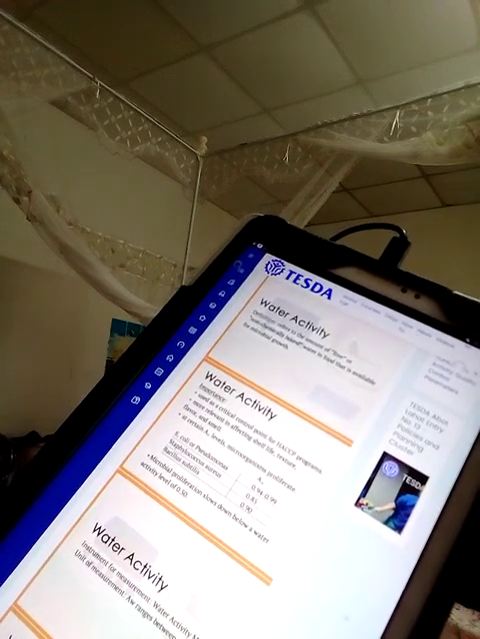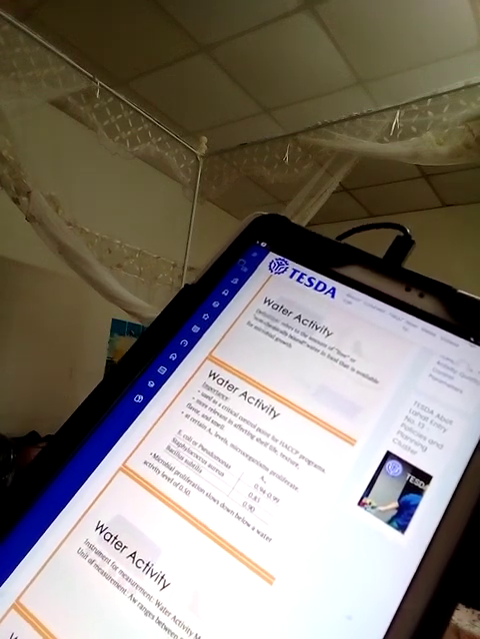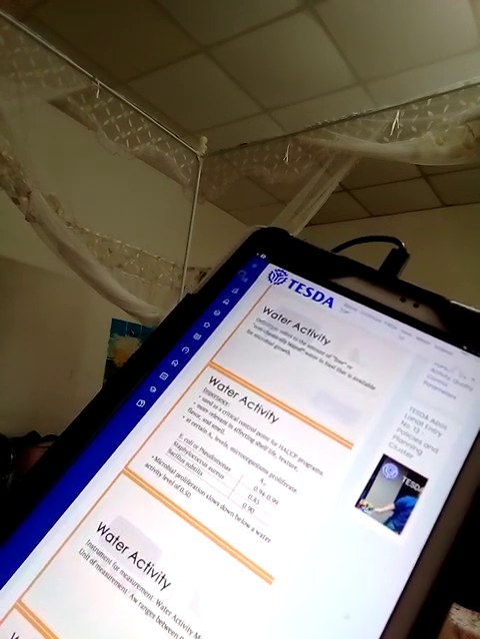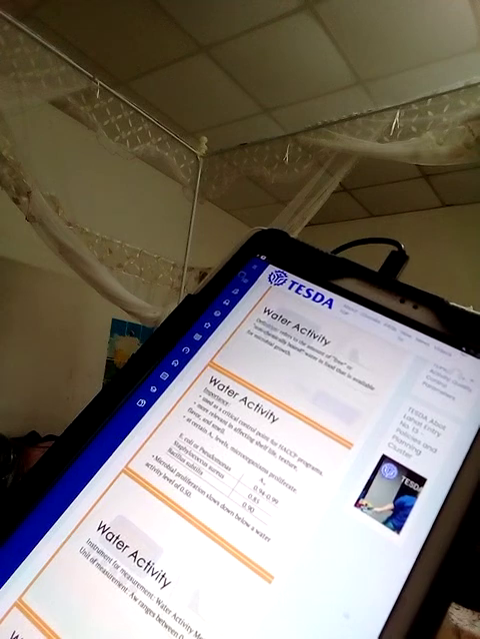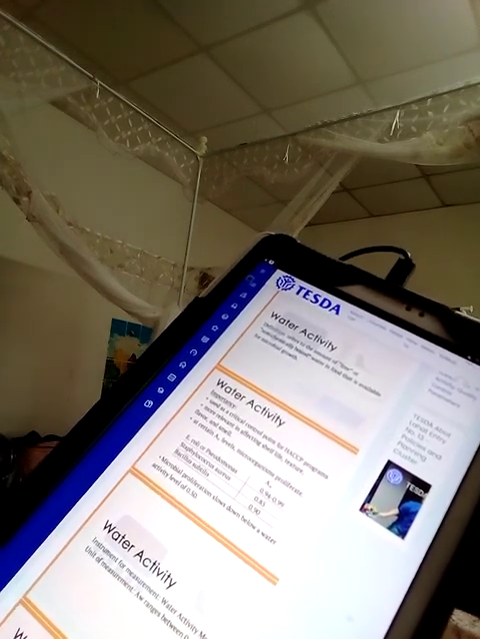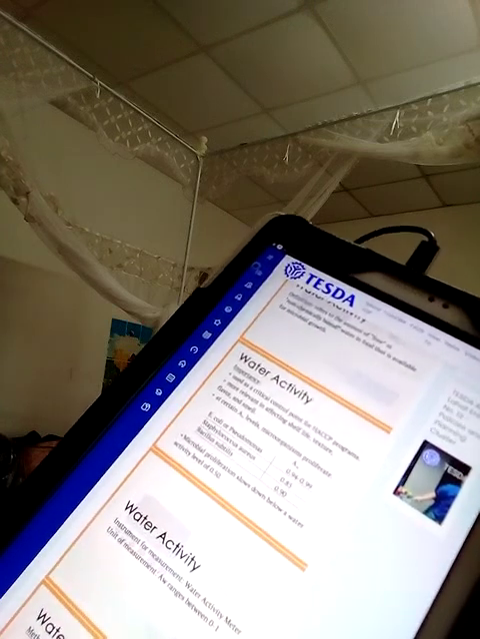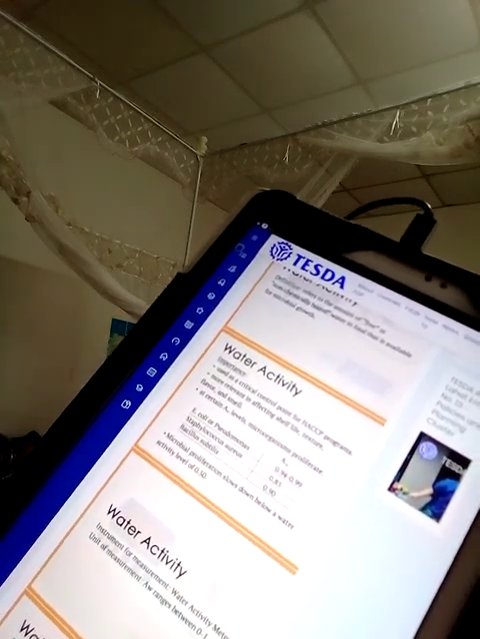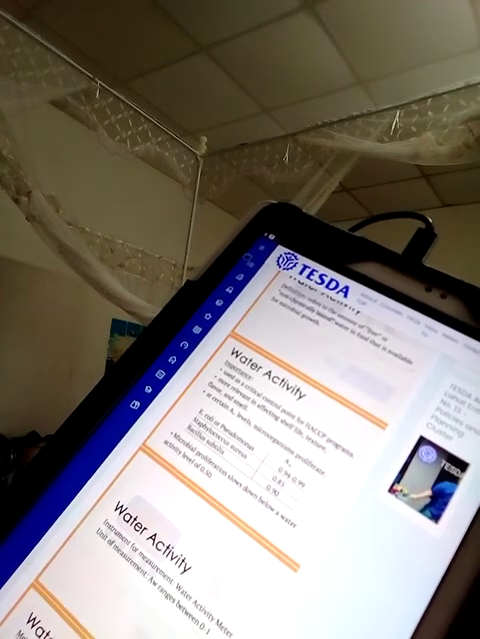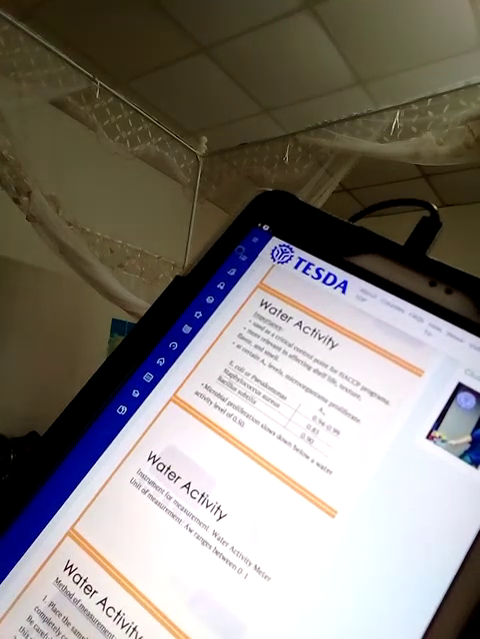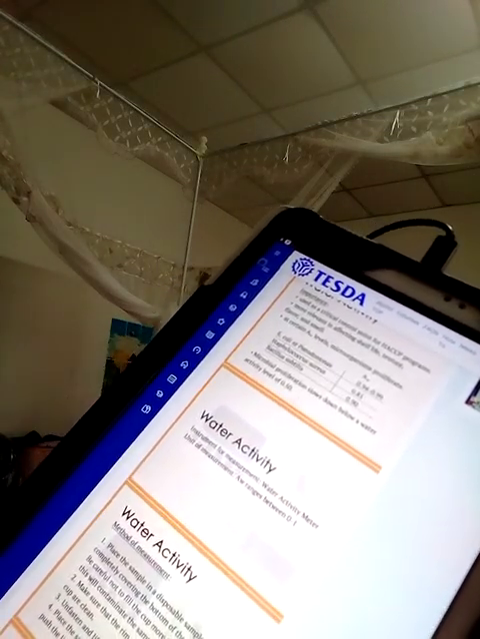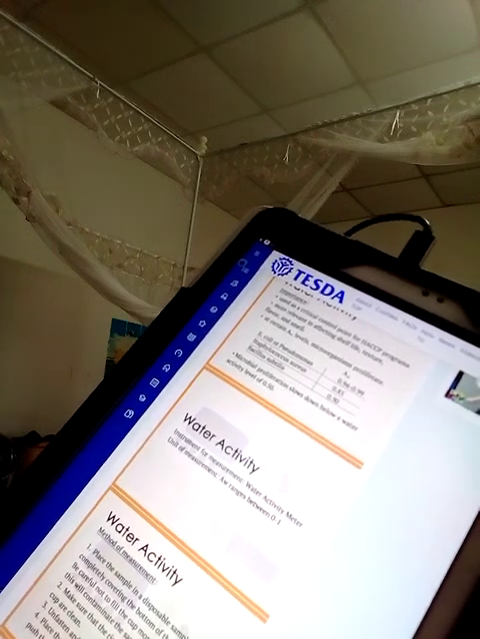E. coli, Pseudomonas, Staphylococcus aureus, Bacillus subtilis. Microbial proliferation slows down below a water activity level of 0.50. Water activity instrument for measurement.